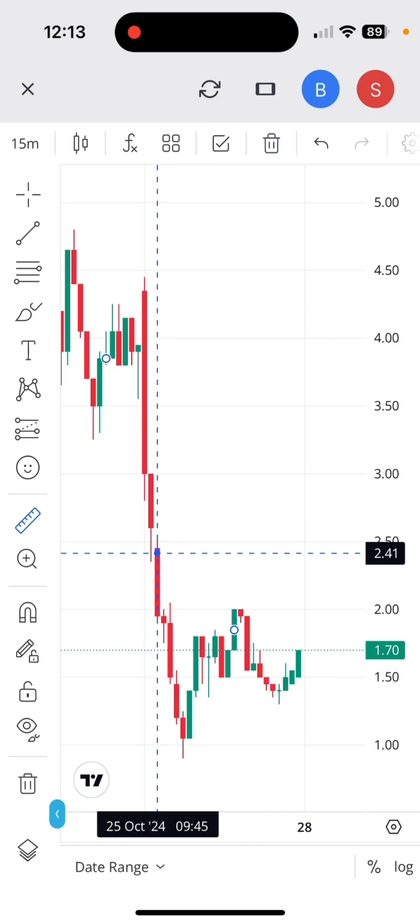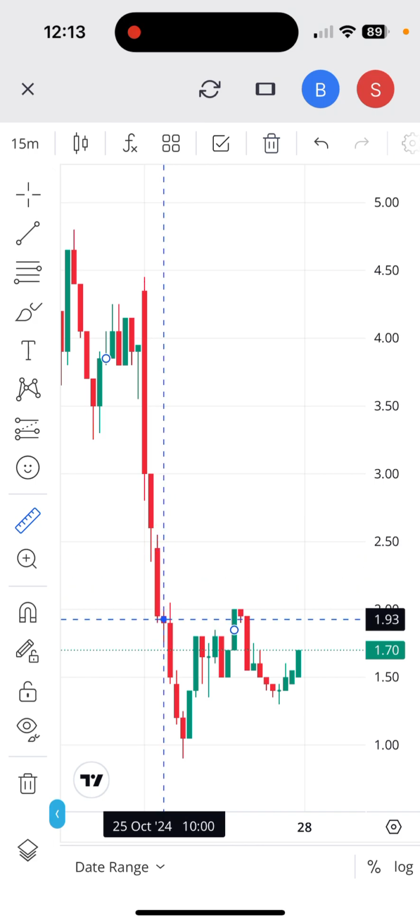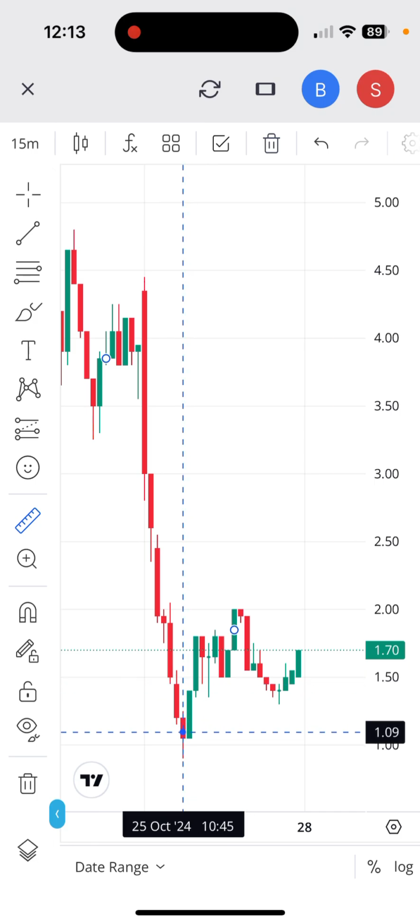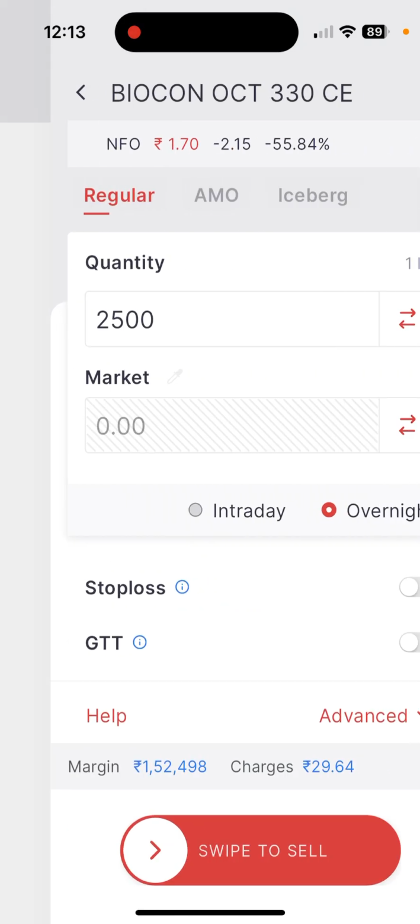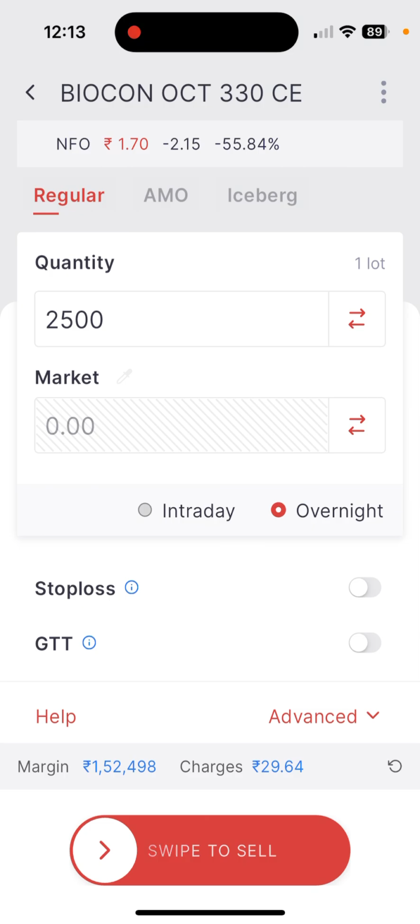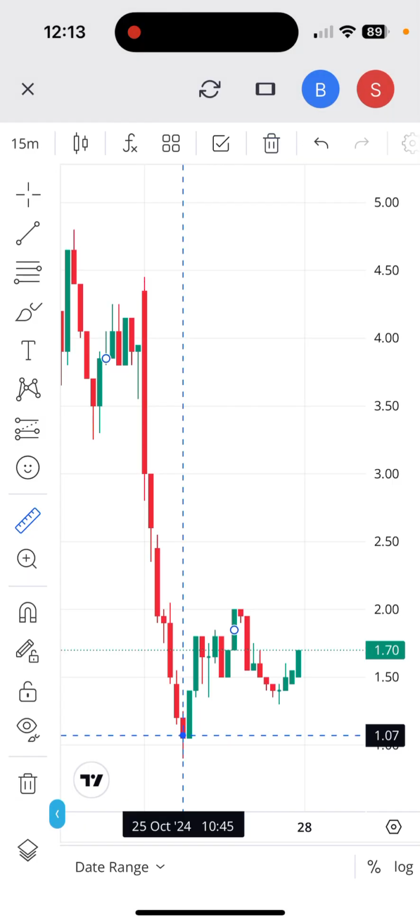So you sold at what point? Here, 9:45, 1.93, and you bought it at what? So 90 paise, right? And how much is the margin required? 1,52,000. 2,500 is the lot size. So 0.9 means almost 2,000. Again, you would have taken 2,000 rupees in a very short time, right?